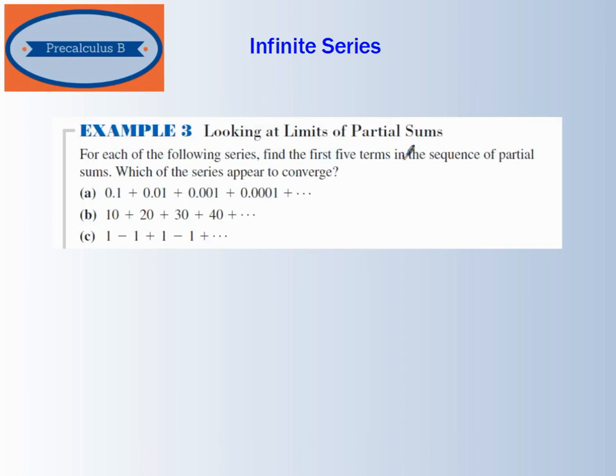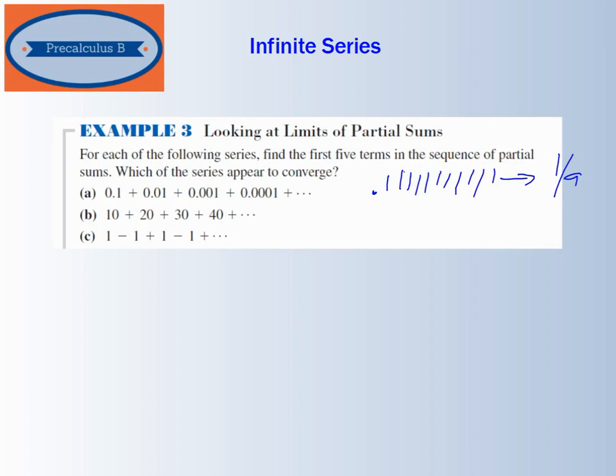So we can take a look at limits of partial sums. In each of these series, we could say find the first 5 terms in the sequence of partial sums and which ones appear to converge. Let's take a look at A, B, and C. The first one, 0.1 plus 0.01 plus 0.001 plus 0.0001, and we see the pattern. It's a tenth and a hundredth and a thousandth, a ten-thousandth. In the long term when we add them together, it's just going to be a decimal point with all ones, which approaches the value of 1 over 9.